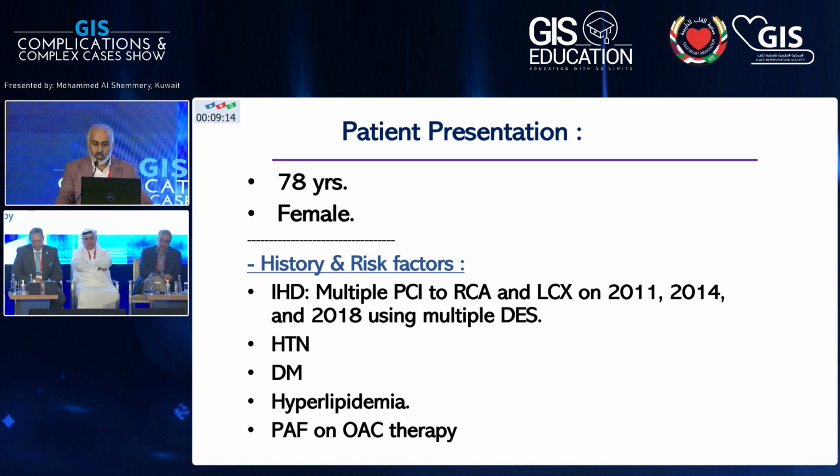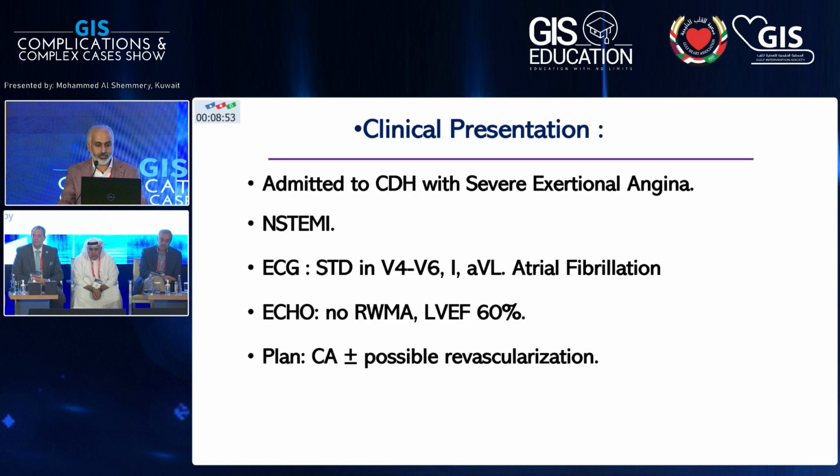So, elderly lady, 78 years old, multiple risk factors. She's type 2 diabetic, she's hypertensive, she has hyperlipidemia, she takes oral anticoagulation for paroxysmal atrial fibrillation. She had multiple PCIs to the RCA and the left circumflex artery over a period of many years.